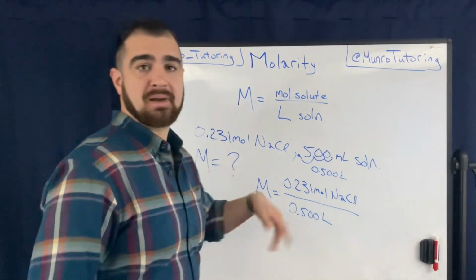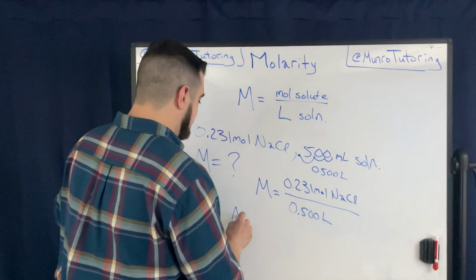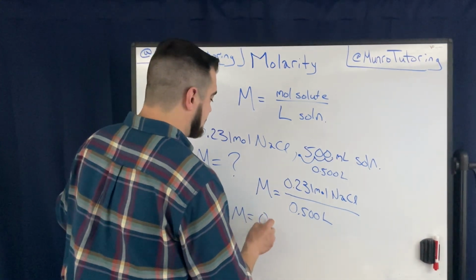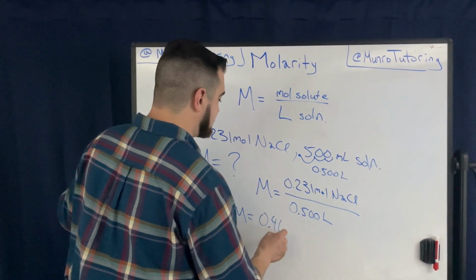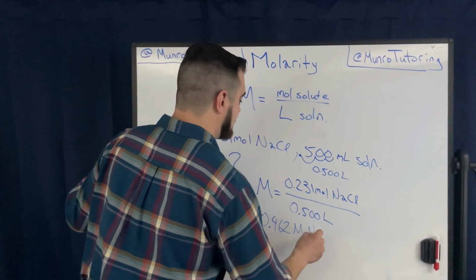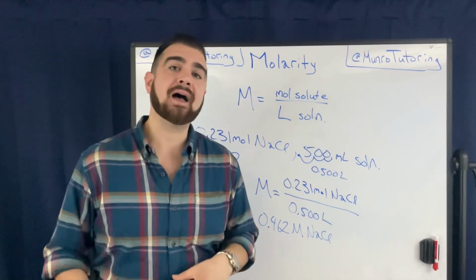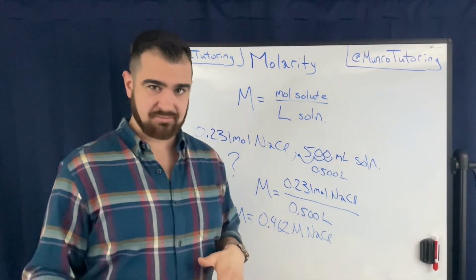Then we would just do this math. If we're dividing by 0.5, that's the same as multiplying by 2. So our molarity is just going to come out to 0.462 molar of sodium chloride. All right, guys? So that is the most basic version of this problem.